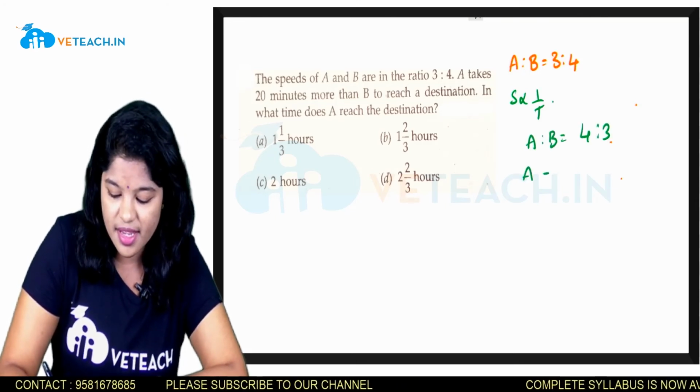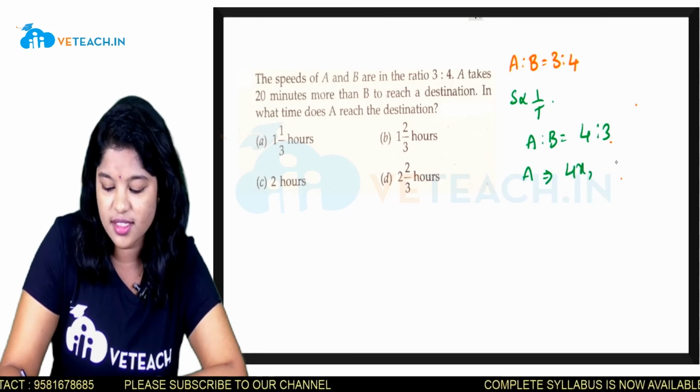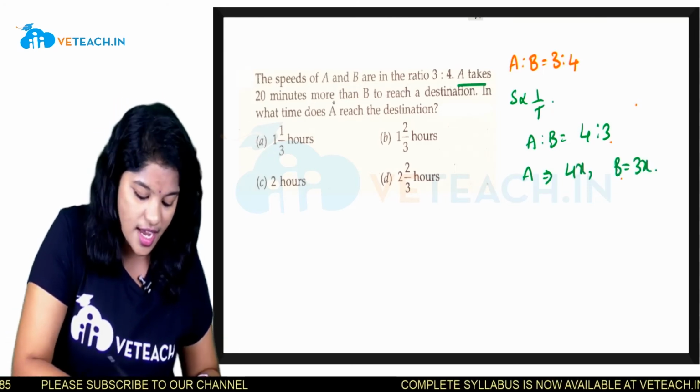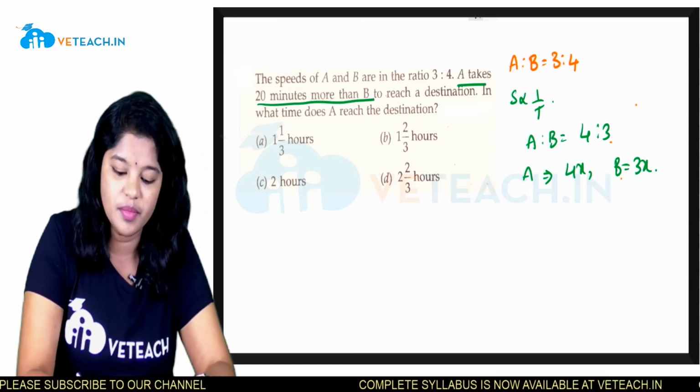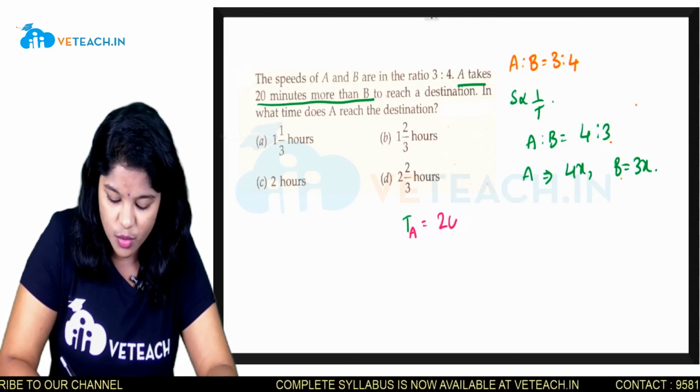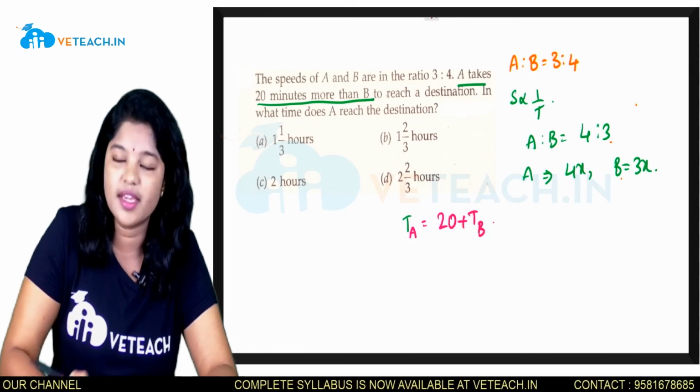Now the time taken by A, let it be 4x, and the time taken by B, let it be 3x. Now they have given that A takes 20 minutes more than B. So we can say that time taken by A is equal to 20 minutes more than time taken by B.